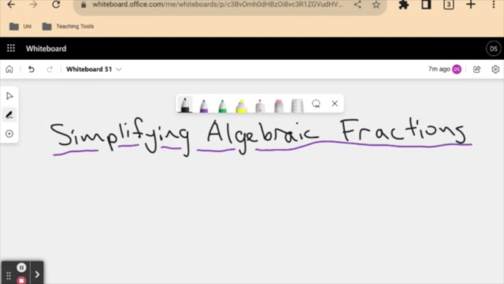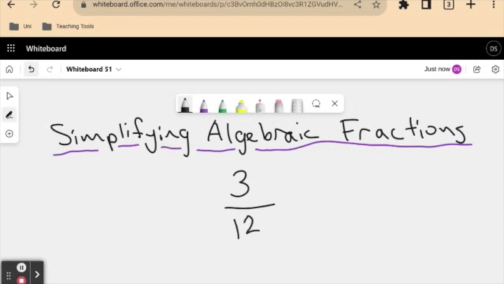So we're going to do this little video just to give you an understanding of how we can simplify these, because algebraic fractions work in a very similar way to regular fractions in terms of simplifying. So let's revisit the regular fraction. I'm going to give you a fraction of 3/12.